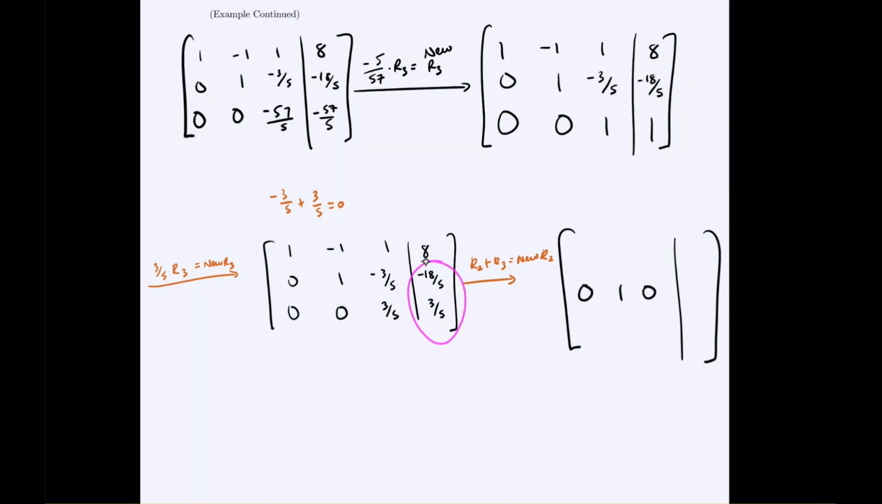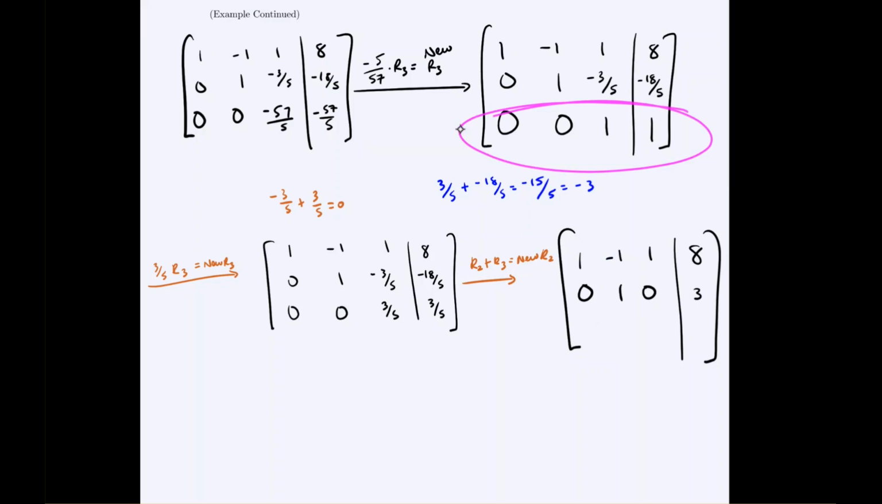Negative 18/5 plus 3/5, since these have the same denominator, that is negative 15/5, which negative 15/5 is really negative 3. And the other rows remain the same, so row 1 is unchanged. And row 3, we're going to go back to the original row 3 before we had manipulated it to add.